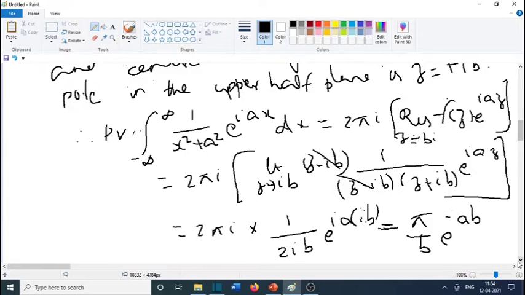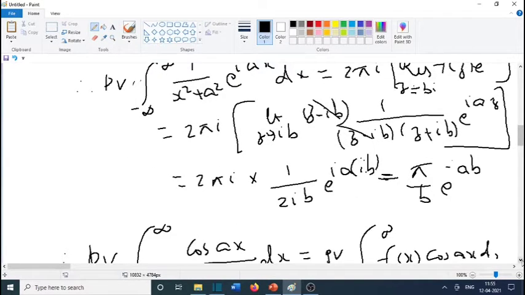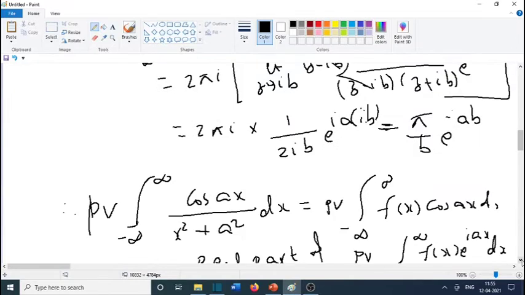Now put the value z equal to ib. So 2 pi i into 1 by 2ib, since ib plus ib is 2ib, e raised to ia into ib. The 2 and i cancel, and e raised to ia into ib is e raised to minus ab, since i square is equal to minus 1. So we get pi by b e raised to minus ab.